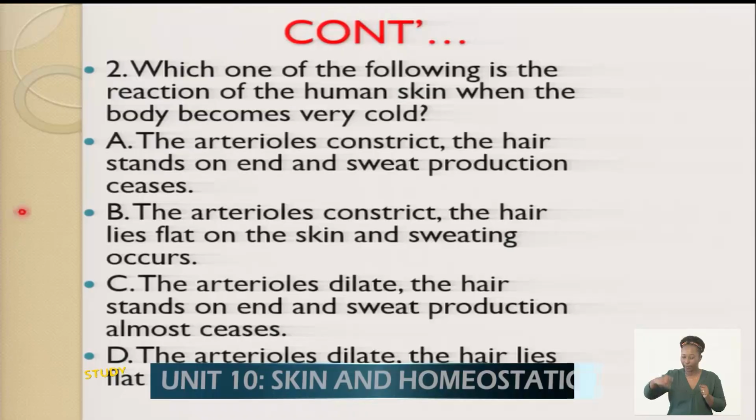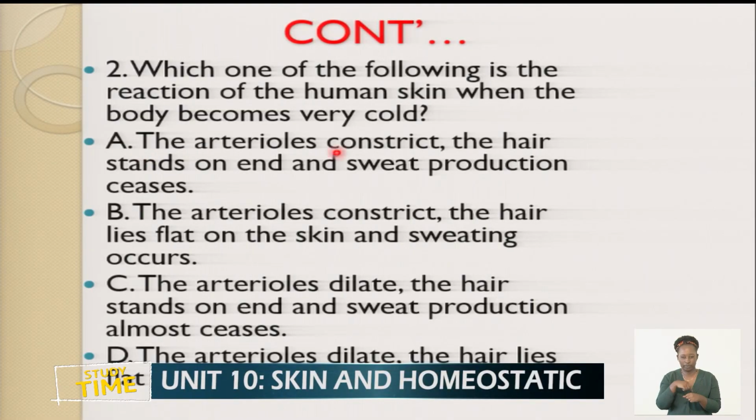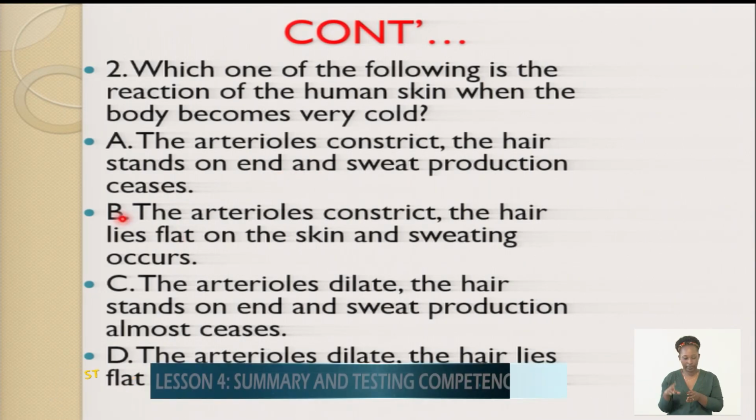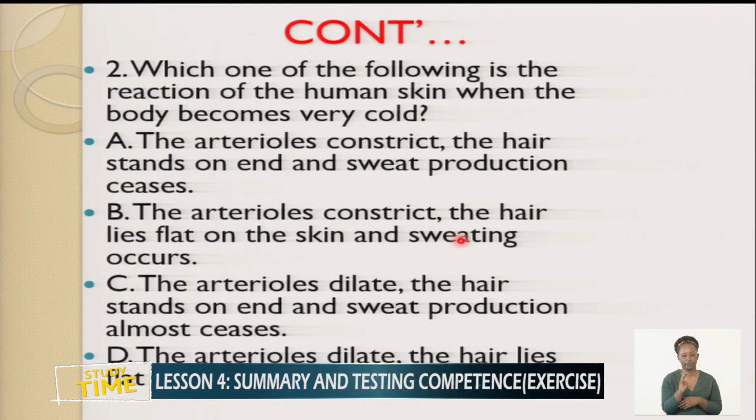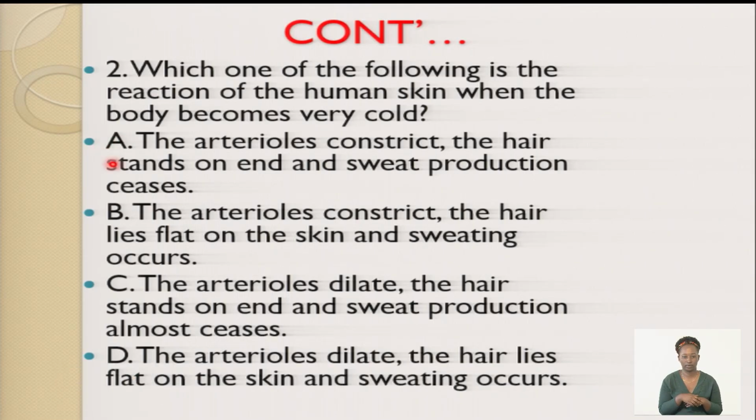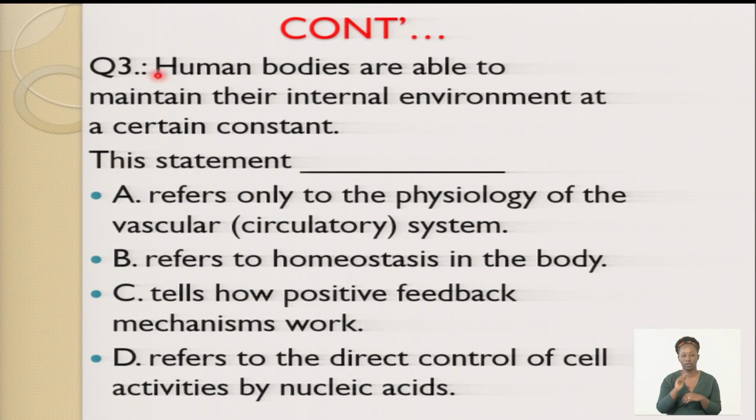So among all these options, A says the arterioles constrict, the hair stands on end, and sweat production ceases. Then B involves sweating, which is not involved there. So the answer is A. We go to how the human body is able to maintain its internal environment at a certain constant. Maintaining the internal environment within an organism is referred to as homeostasis.